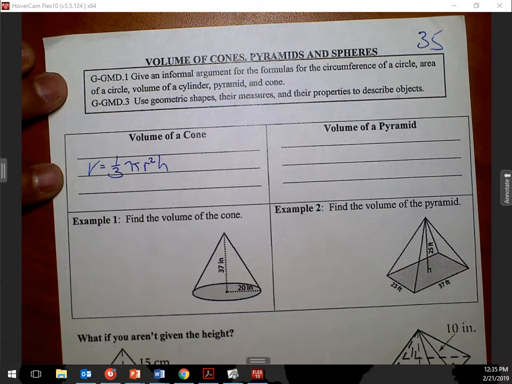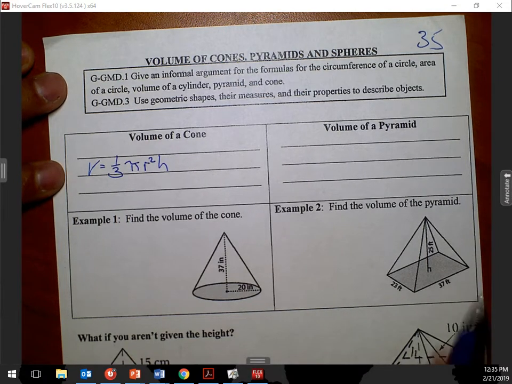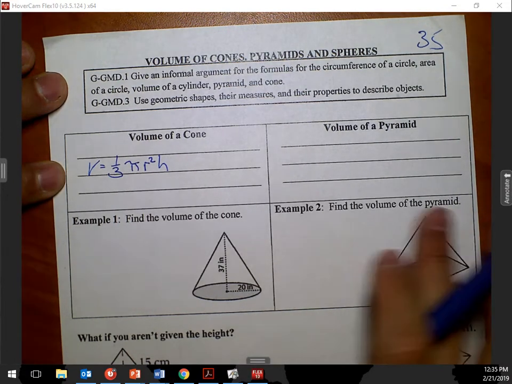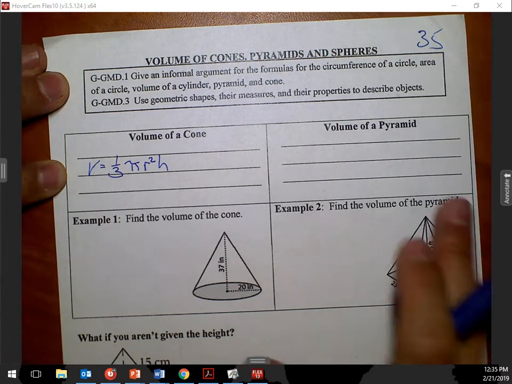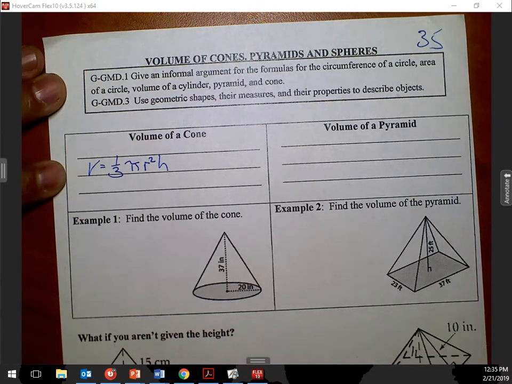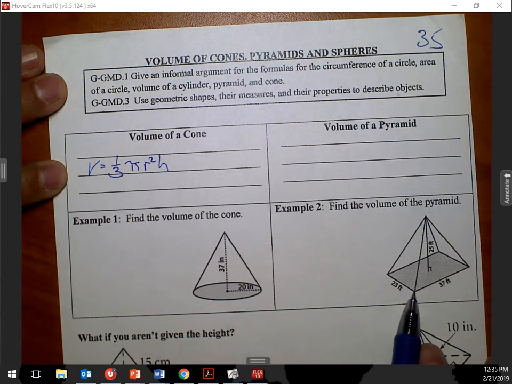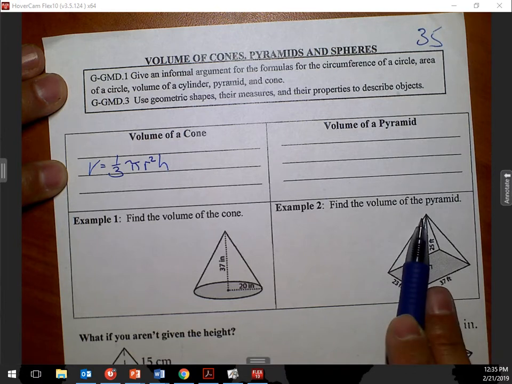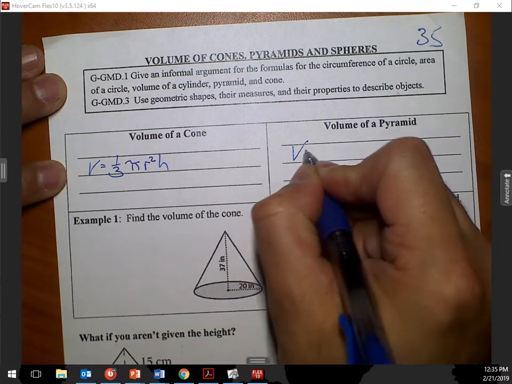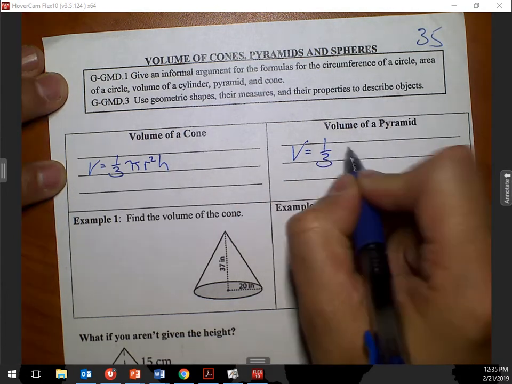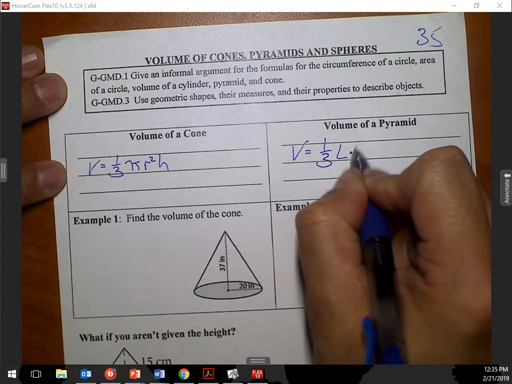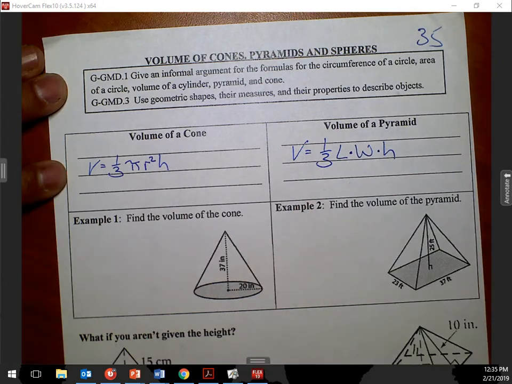All right, so volume of pyramid. This is basically a rectangular prism, but it's going to be a pyramid, so it's going to be 1/3 of that rectangular prism. It would be length times width times height, right? So the volume is going to be 1/3 length times width times height.